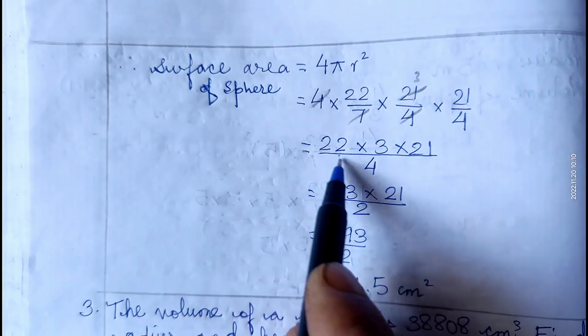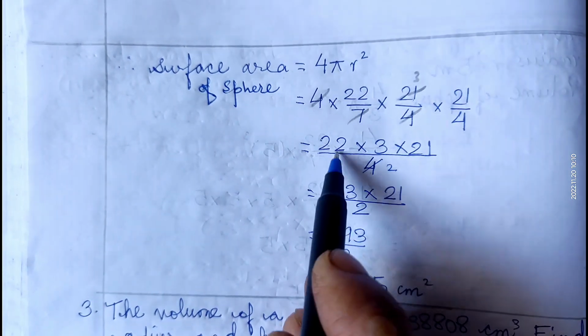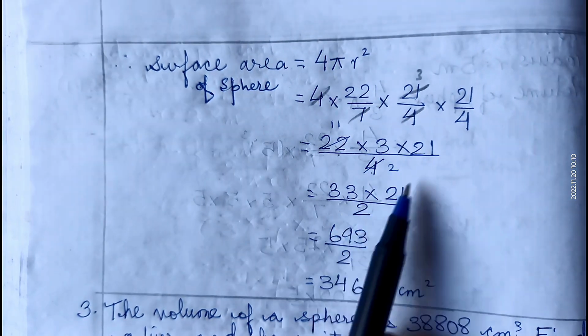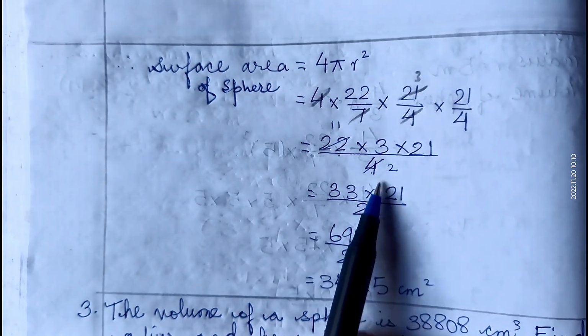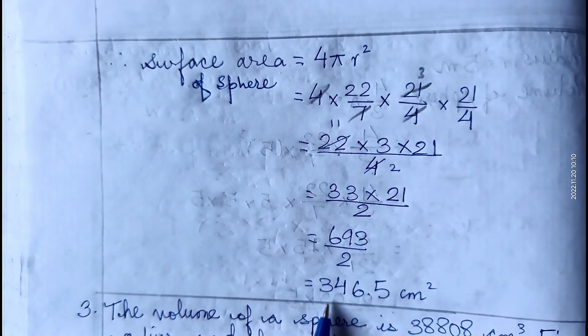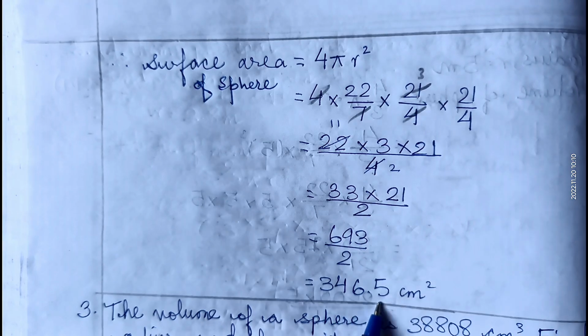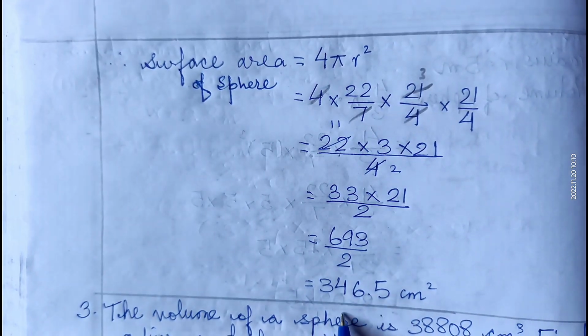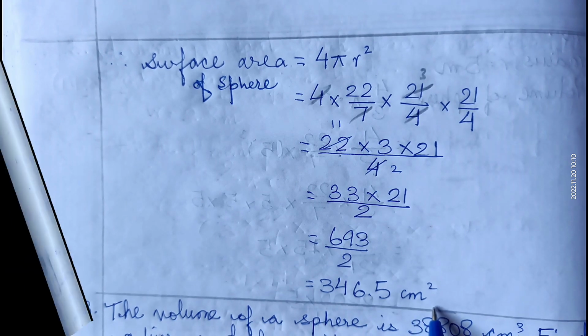Again, this 22 and 4 can be cancelled by 2. It will give 2 and it will give 11. So 3 into 11, 33 into 21 divided by 2. 33 into 21 is 693 by 2. If you divide, you are going to get 346.5 centimeter square. Therefore, required surface area of the sphere is 346.5 centimeter square.